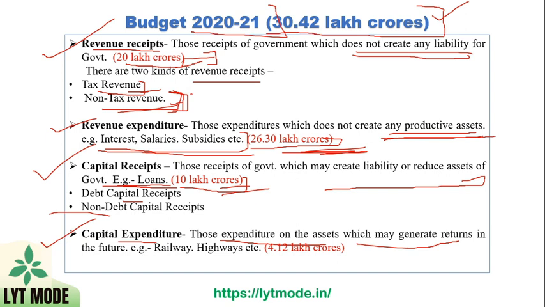Expenditure on capital items, mainly in the form of loans and advances made to the states and union territories for financing their projects, comes under capital expenditure. Investment in shares is also a part of capital expenditure. So this is very clear that revenue receipts do not create any liability, revenue expenditure does not create any productive asset, but capital receipts can create liability or reduce assets, and capital expenditure may generate returns in the future.